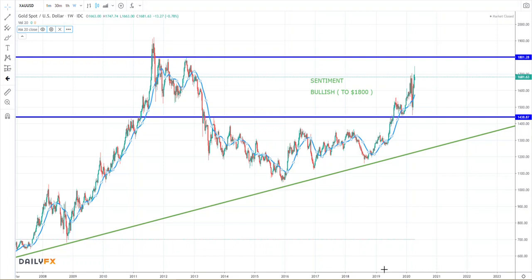This is your weekly price analysis for gold. So gold versus the US dollar. The date is April 19th, 2020. Happy to be back after taking last week off for Easter. So let's talk about gold.